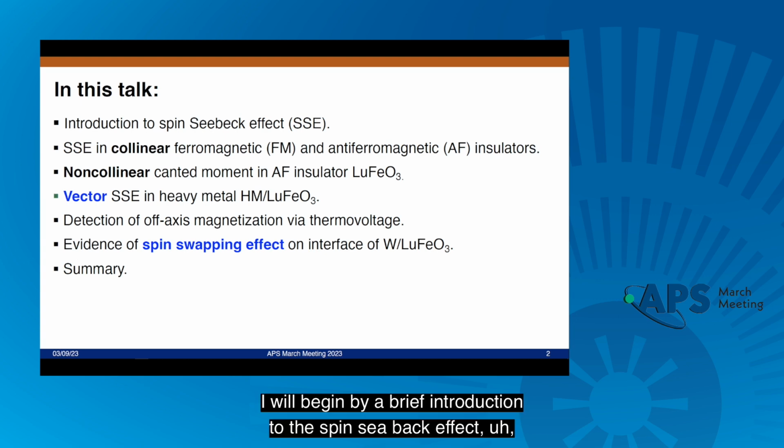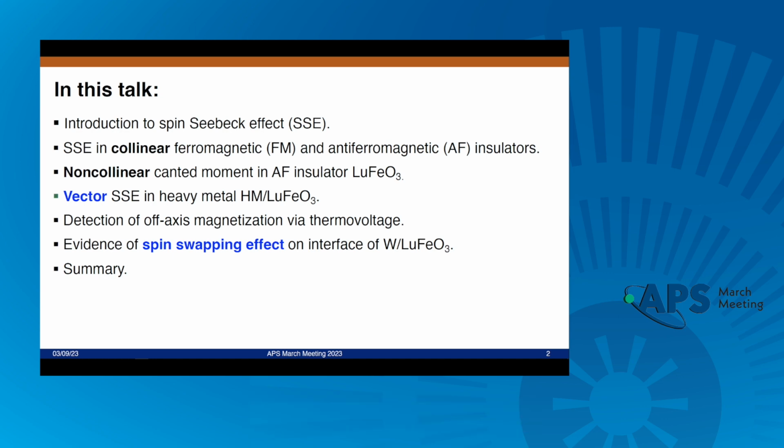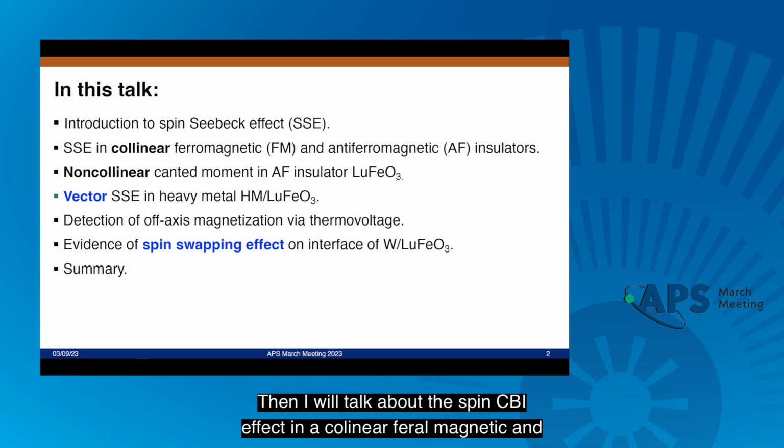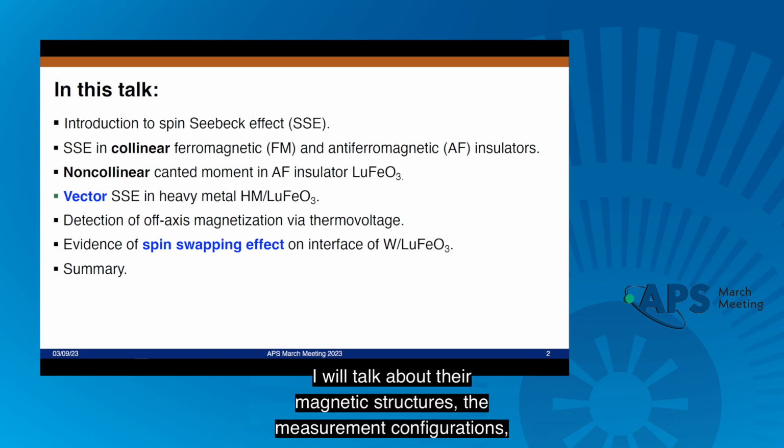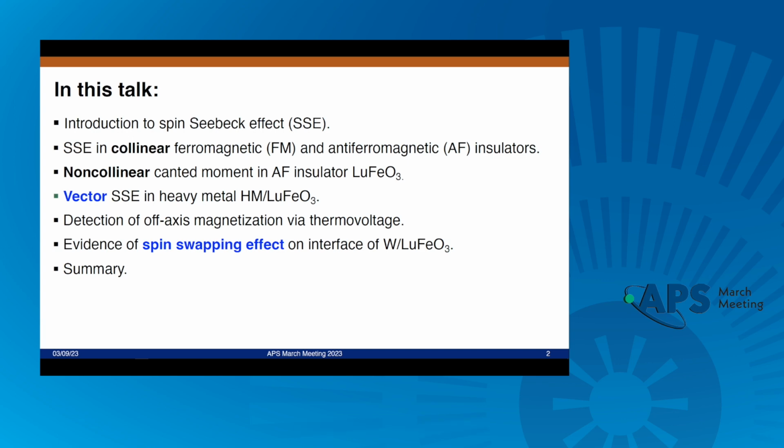I will begin with a brief introduction to the spin Seebeck effect, the generation of spin current, the detection of thermal voltage, and I will also go through some typical measurement configurations. Then I will talk about the spin Seebeck effect in collinear ferromagnetic and collinear antiferromagnetic insulators. I will talk about their magnetic structures, the measurement configurations, and the signal detected.